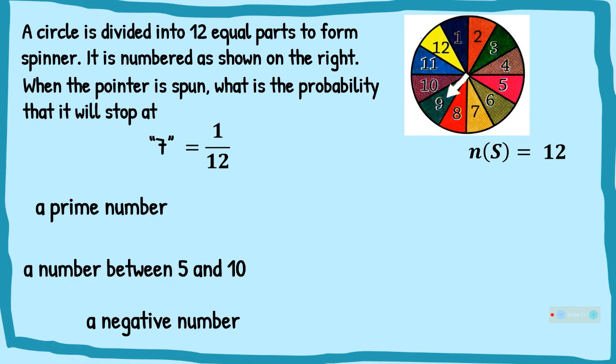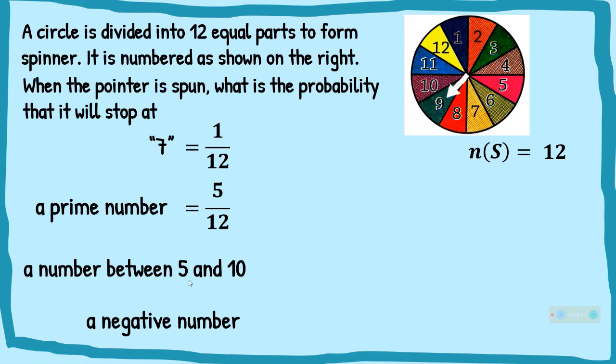Next, what is the probability that it will stop at a prime number? Out of 12, we have 5 prime numbers. What are those? We have 2, 3, 5, 7, and 11. Can you reduce this to lowest term? No, so that's why you have 5 out of 12.